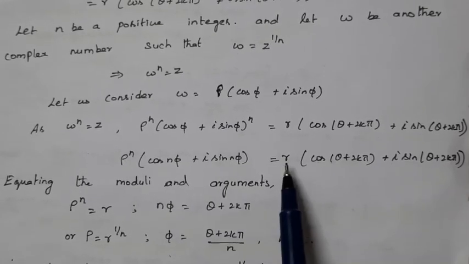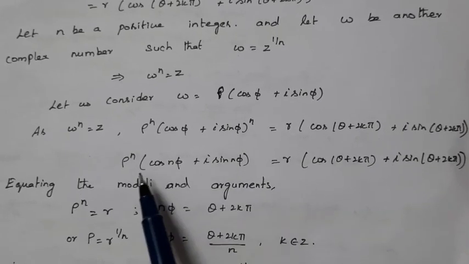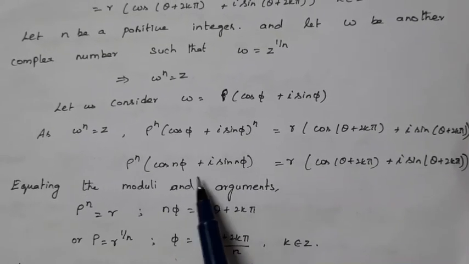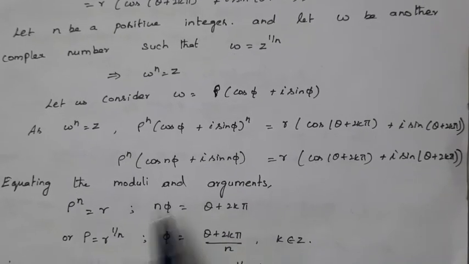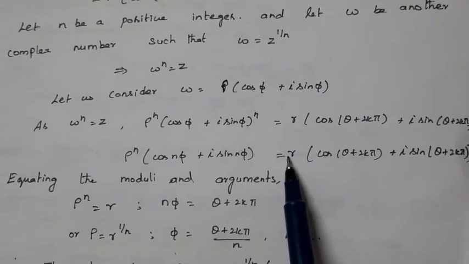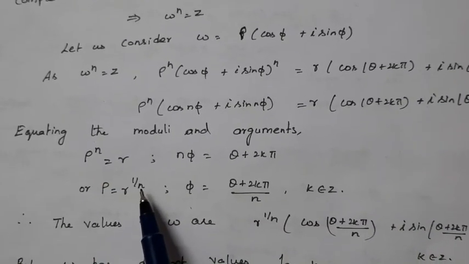Now these two are complex numbers which are in the polar form and they are equal. Therefore their corresponding moduli and corresponding arguments are equal. So equating the moduli and arguments, we have rho^n is equal to r, which in turn implies rho is equal to r to the power 1 by n.